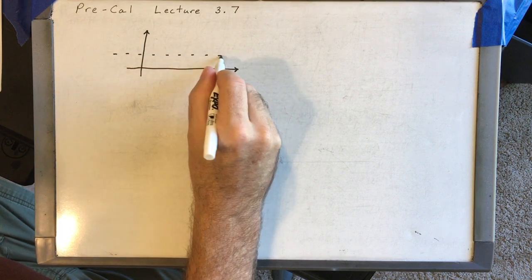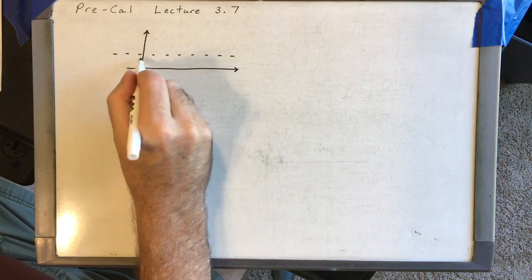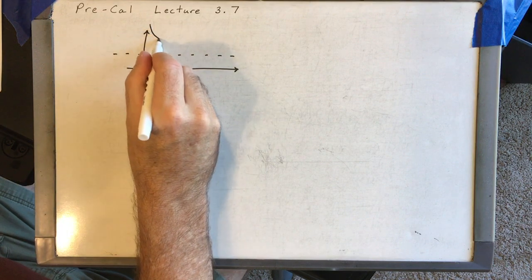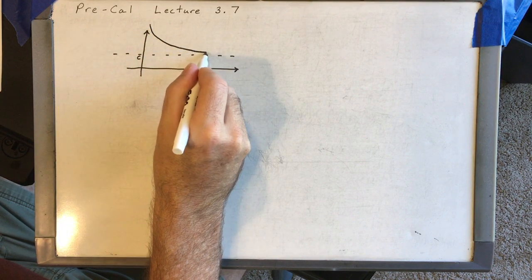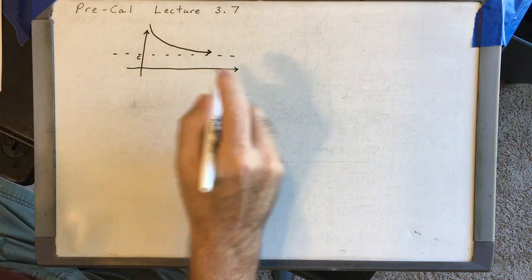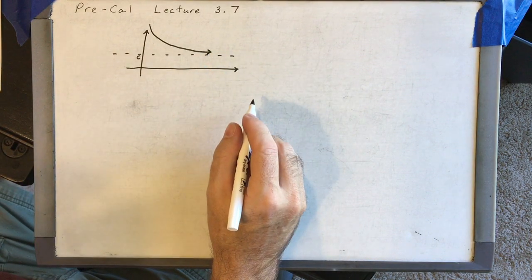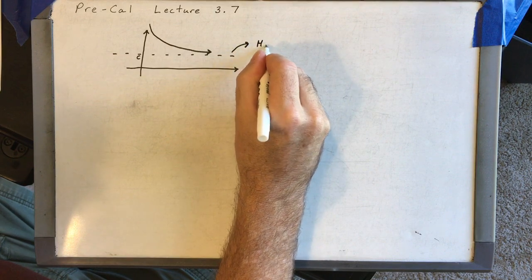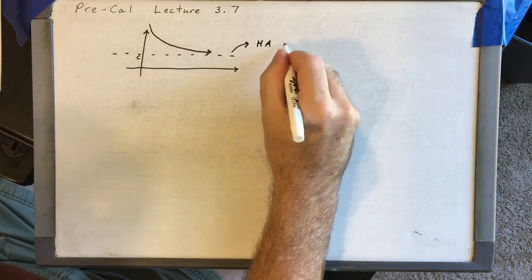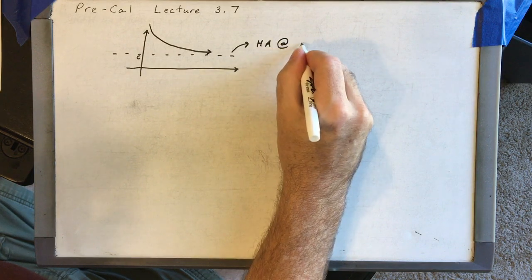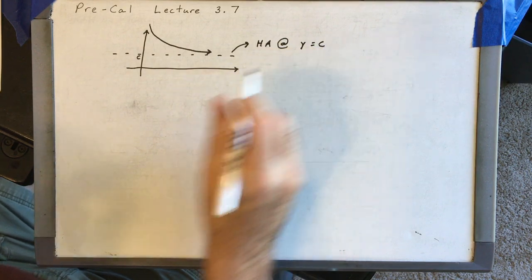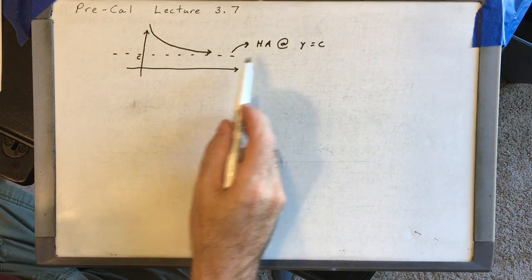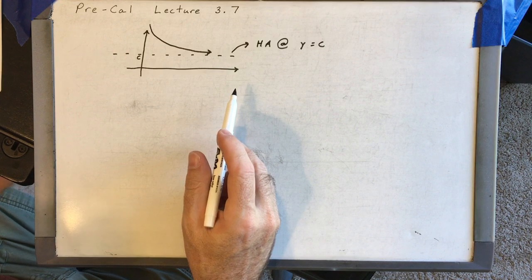So that's just a horizontal line. Let's say that crosses the y-axis at the point C. So let's say we have a function, it's descending, but it just can never get to that horizontal line. So this is a horizontal asymptote, which I will abbreviate as HA, and it occurs at y equals C. In functions, you can have multiple horizontal and multiple vertical asymptotes.